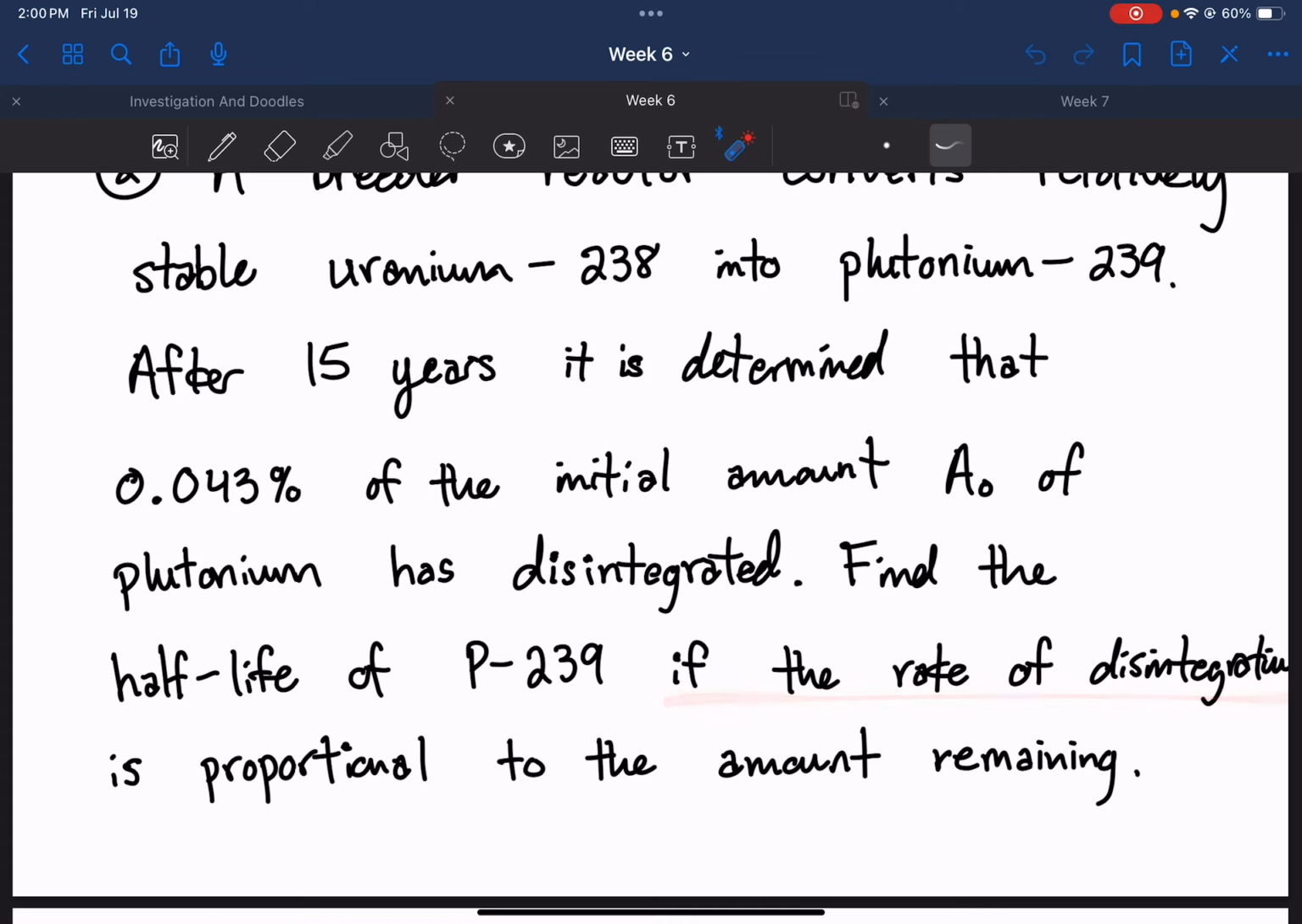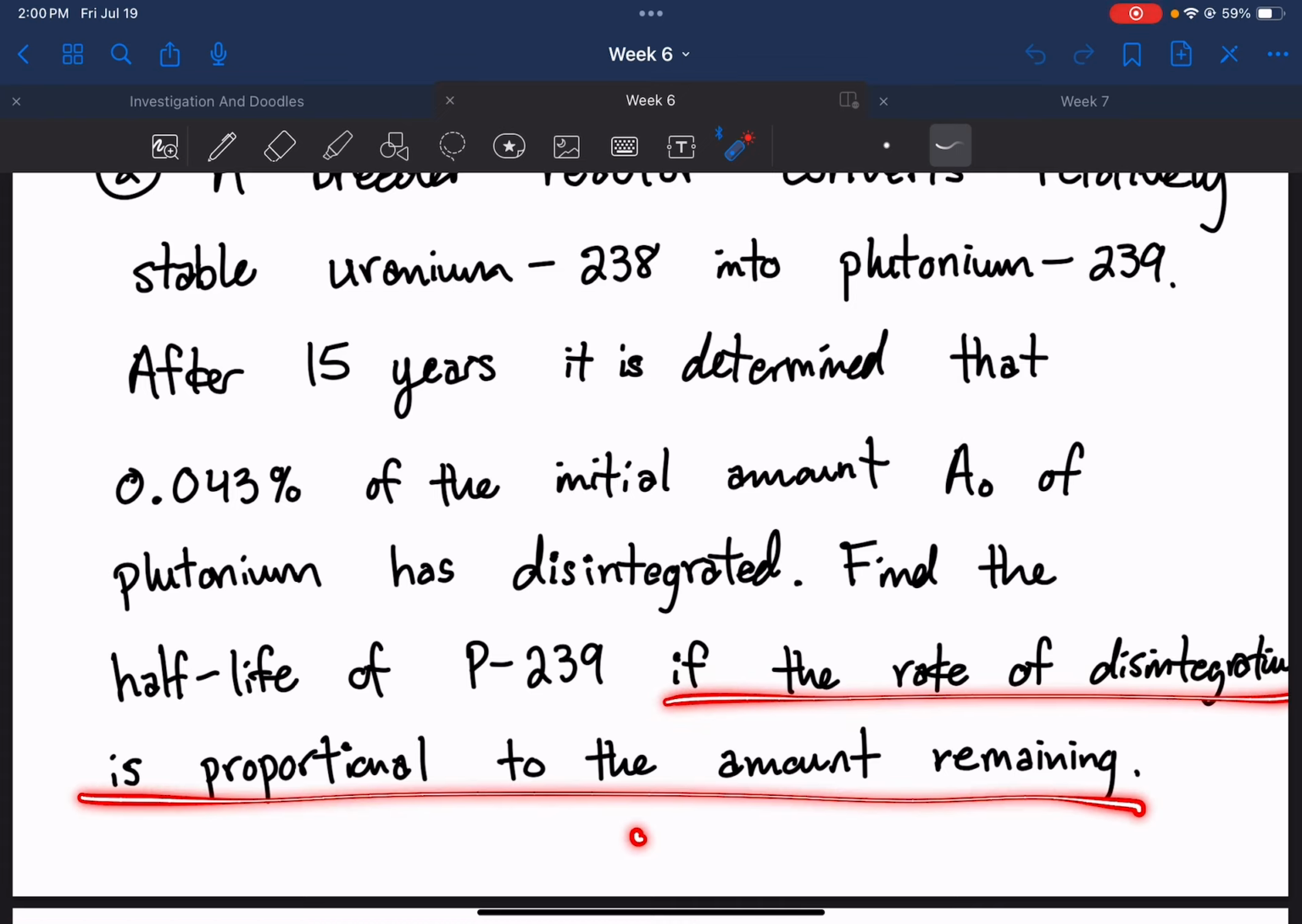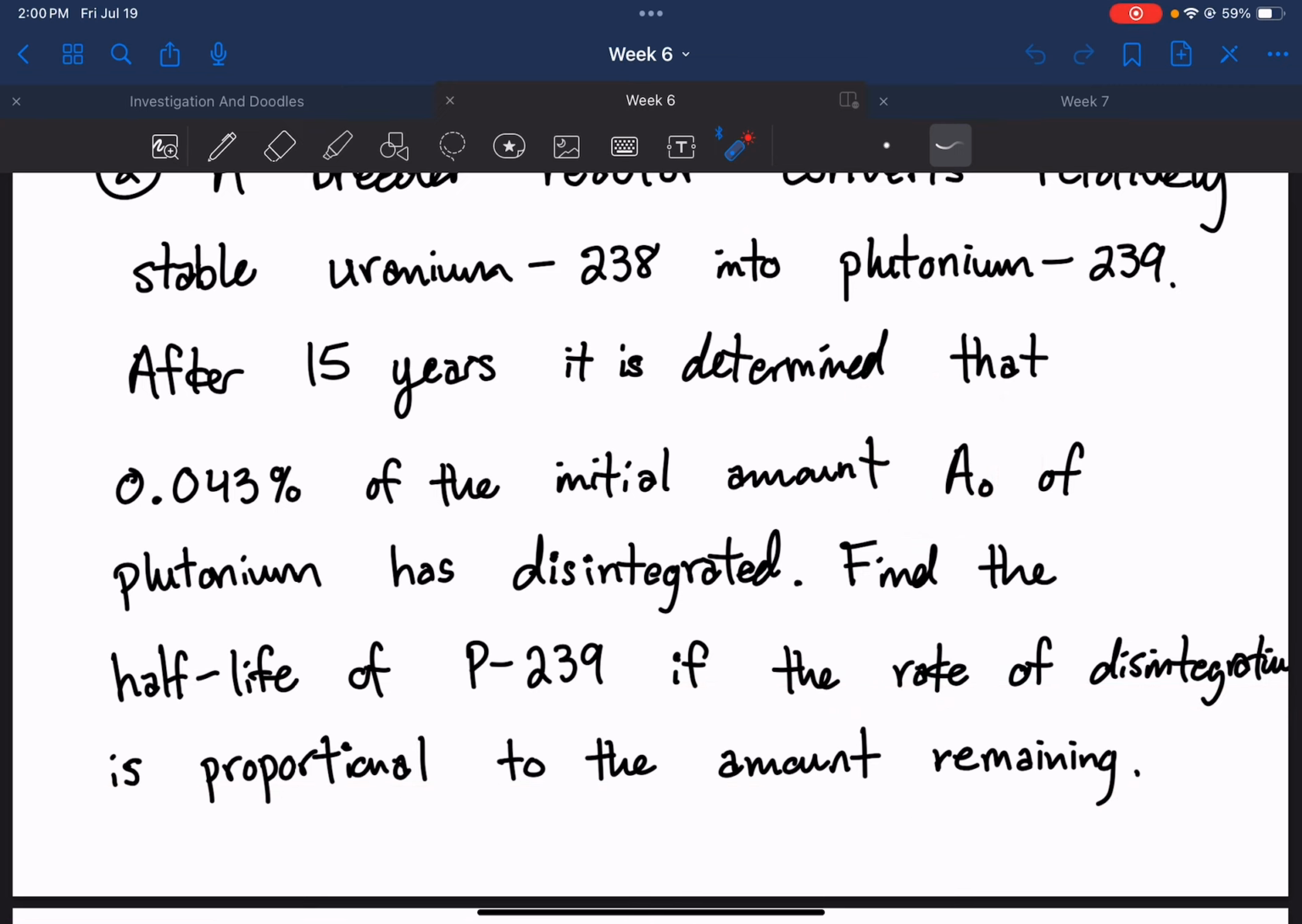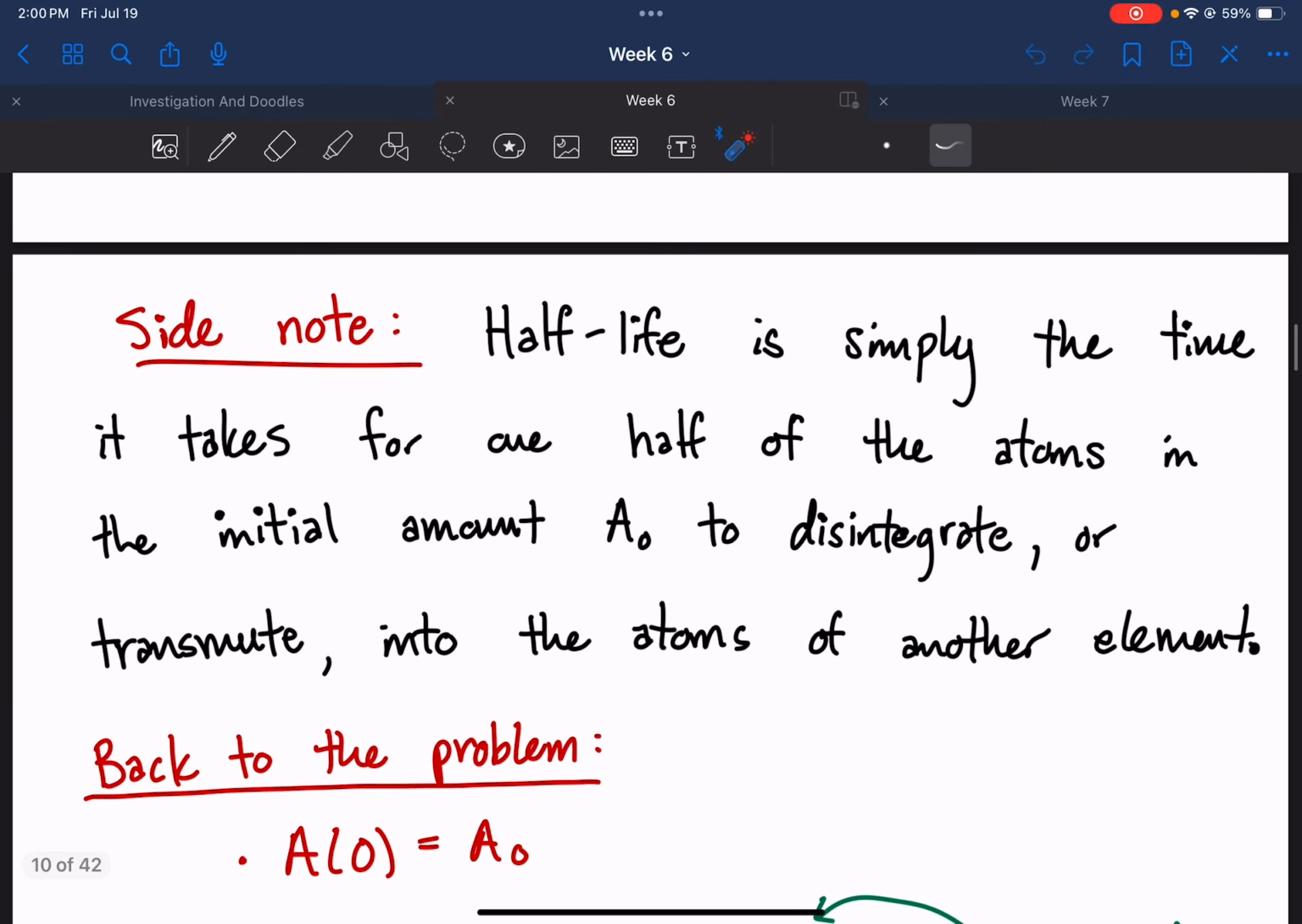Again, this tells me I have dA/dt equals kA, since A is the amount. Side note, half-lives are simply the time it takes for 1/2 of the atoms in the initial amount to disintegrate, right? So a half-life means after some time, A of t equals 1/2 A naught. That's 1 half-life.